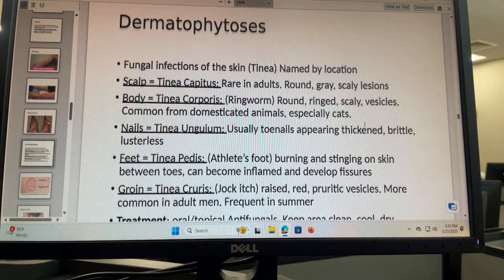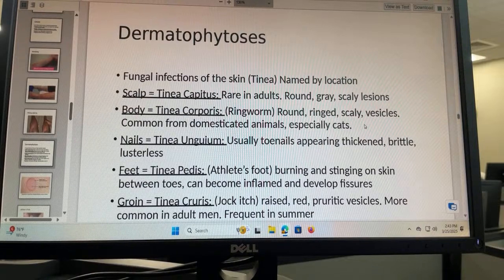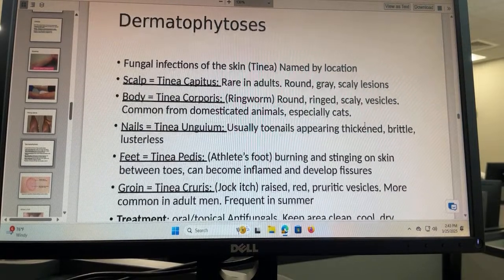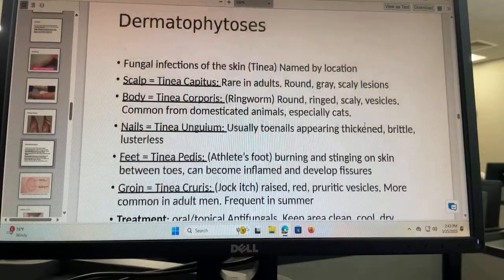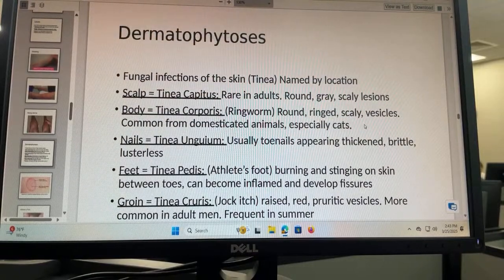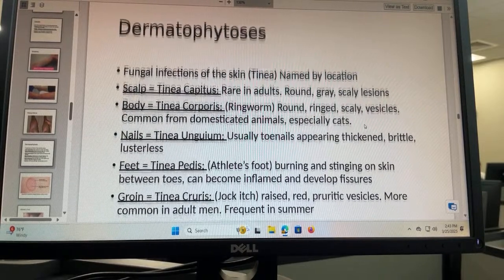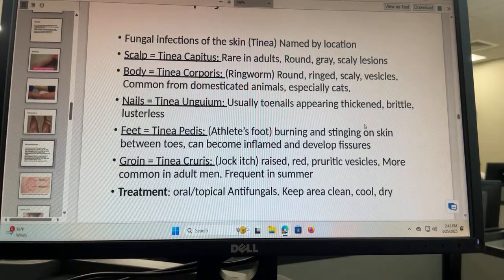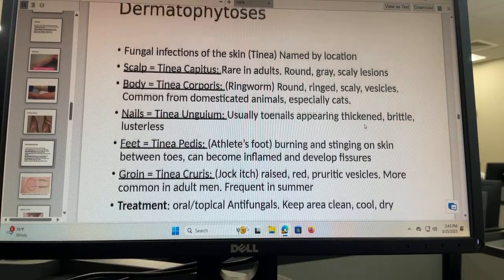All right, so this one, dermatophytoses, is actually a category, and there are 5 different things that fall under it. Dermatophytoses is an umbrella term that encompasses all these different types of fungal infections. All of these are caused by fungi, and they're all named Tinea something. The different name is based on the location. It's the same fungus, but depending on where it is on the body is what name it has.